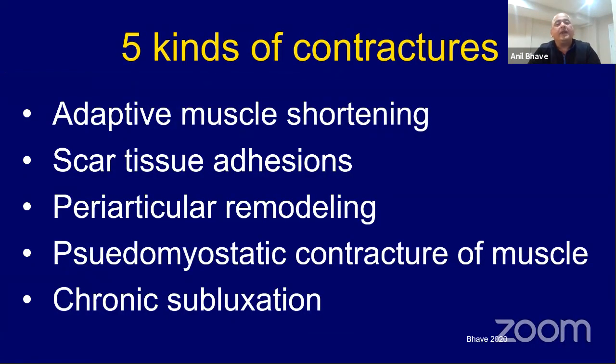So the types of contracture we see in the lack of knee range of motion are adaptive muscle shortening due to pain, scar tissue adhesions, periarticular remodeling, and chronic subluxation. Those are the ones that we worry about all the time.